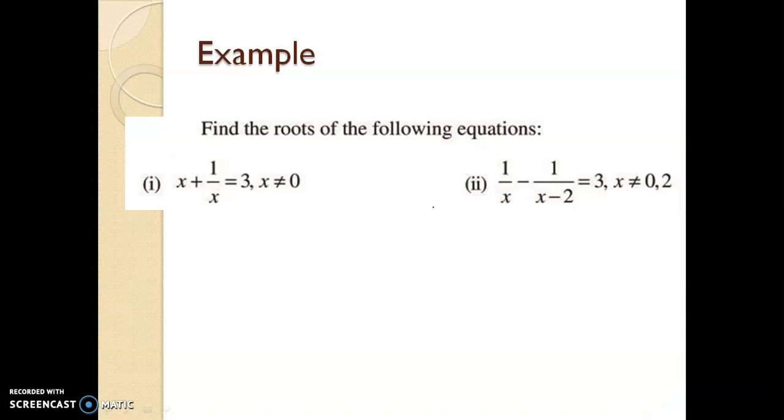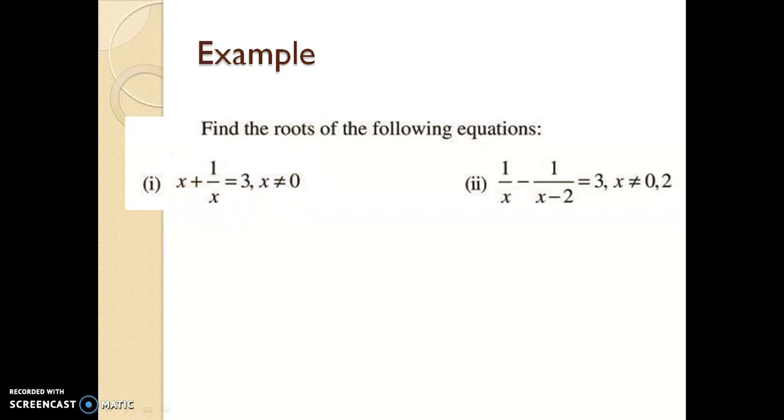Look at this example. Find the roots of the equations. First subdivision: x plus 1 by x equals 3, and second subdivision: 1 by x minus 1 by (x minus 2) equals 3. It is not in the form of a quadratic equation, but we have to make this into the form of a quadratic equation, and we are going to solve it by the usual method.